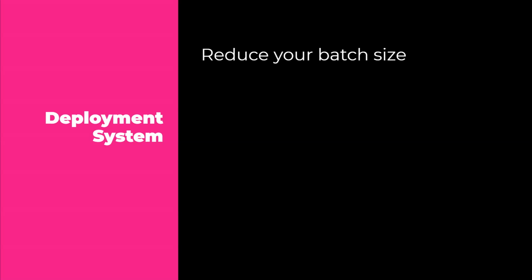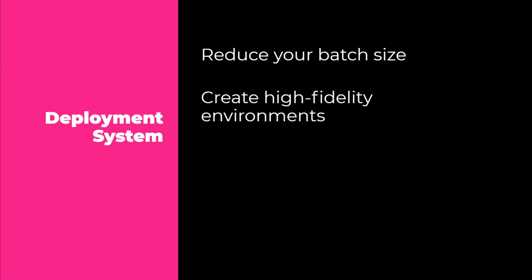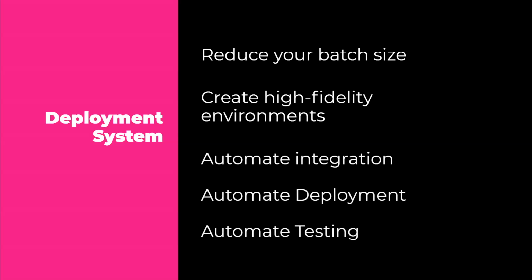Step 1 is reducing your batch size, which we've done by breaking down our tasks, prioritizing them, getting them into smaller chunks, and then deciding what to deploy for each task. Step 2 is creating high fidelity environments, and these are the predictable, statically configured environments that we talked about that we've set up. Step 3 is to automate integration, deployment, testing, things like that we've done with our CI process. Now these steps are a lot of work, but it's well worth it to get features out to our customers, out the door fast in today's fast pace.